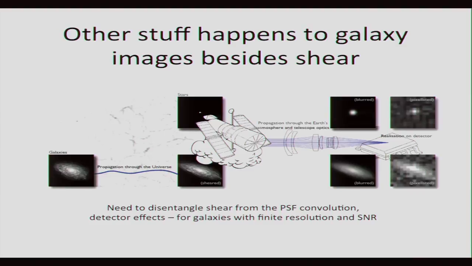Then we have the realization on the detector, which gives us this pixelated image. So there's a convolution with a pixel response function. And there's noise in a realistic image, and not shown here, but relevant for projects like LSST, there can be some effects introduced into the images due to non-ideal behavior in the detector as well. So there's all this other stuff happening. Weak lensers really care about this very first step. So we have to disentangle the coherent shearing pattern from this PSF convolution and detector effects, which also introduce coherent shape distortions. And we have to do it for galaxies with finite resolution and signal-to-noise ratio. So, tricky.